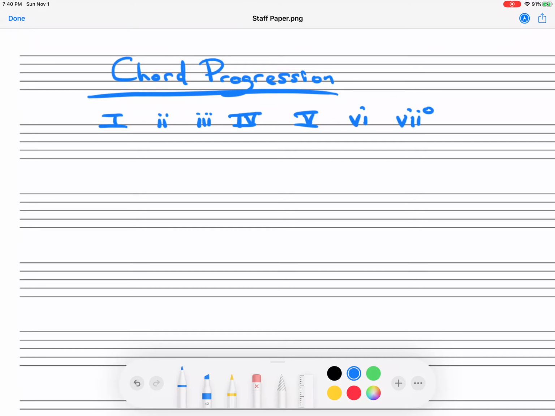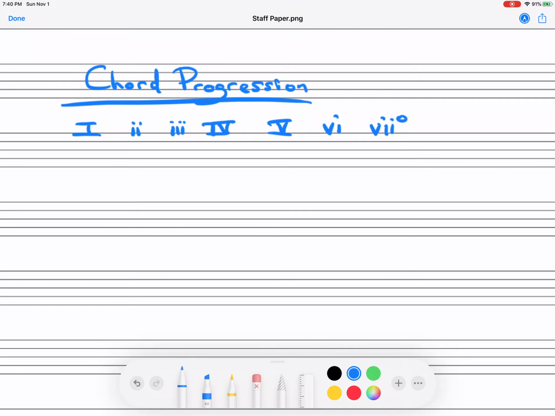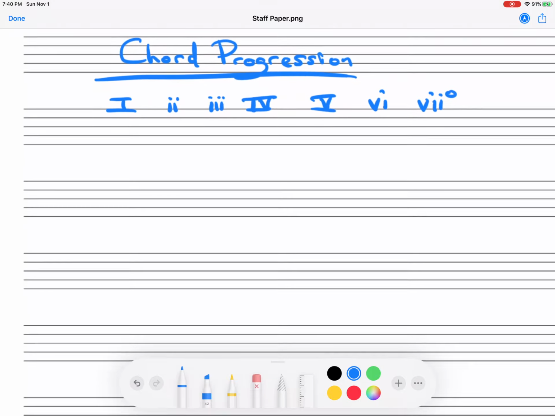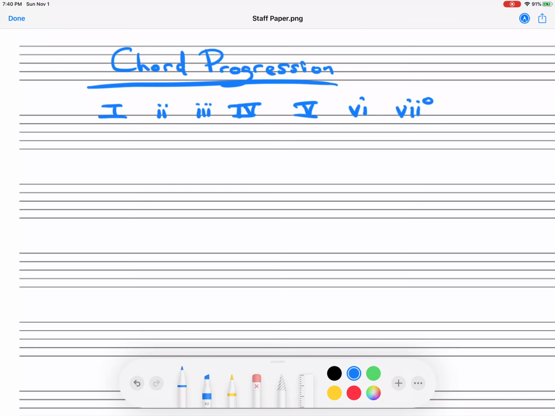In this video, I'm going to explain a little bit about how the diatonic chords are used in a sequence to create a chord progression. So first of all, here I have listed the major diatonic triads. And you probably know that the most important one is the tonic chord.